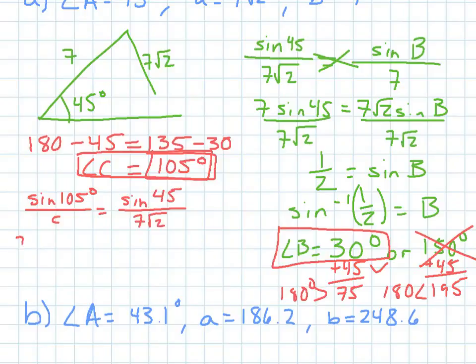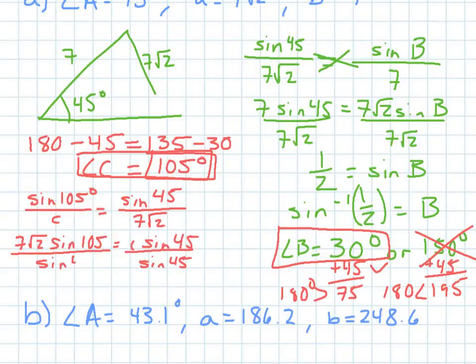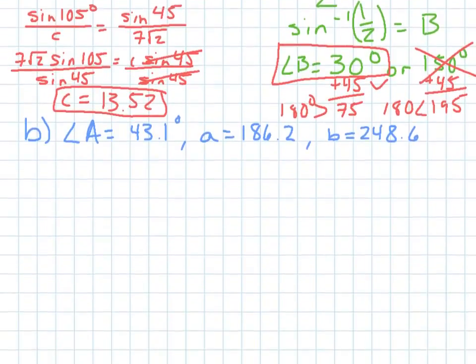Okay, cross multiply. Divide. So C, if I punch that into a calculator, I'll get 13.52. Okay, so I found side C, angle C, and angle B in this case. So that's the one solution kind.